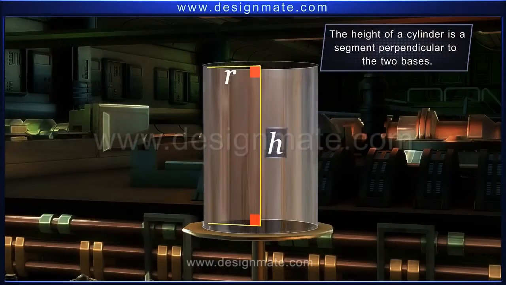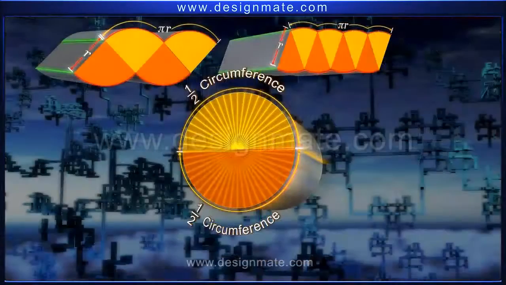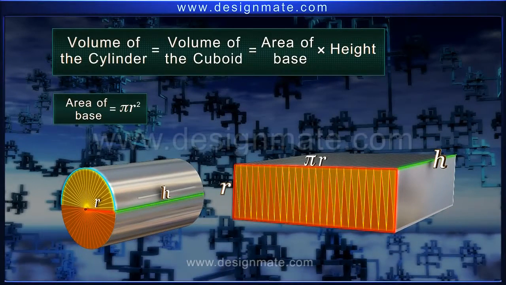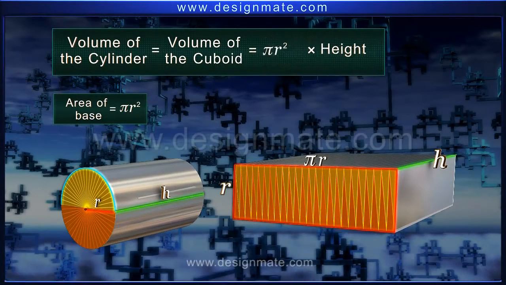Summary. In this session, we have learned that the formula to obtain the volume of a cylinder is pi r square h.